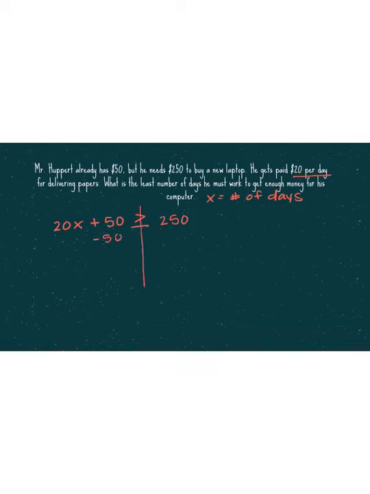So we're going to say minus 50 on both sides. So now I have 20x on my left side. It's going to be greater than or equal to 200 is left on my right side. Then I'm going to divide by 20, divide by 20. X is greater than or equal to 10.